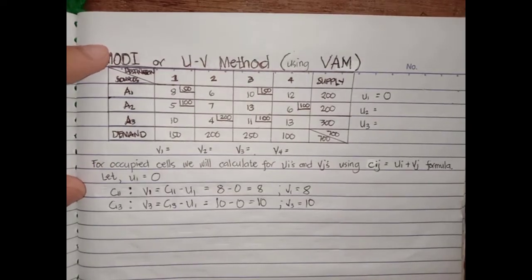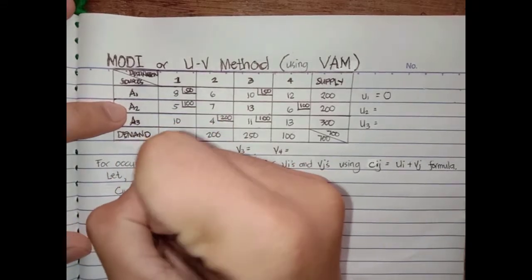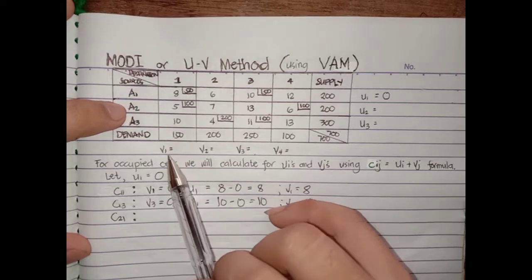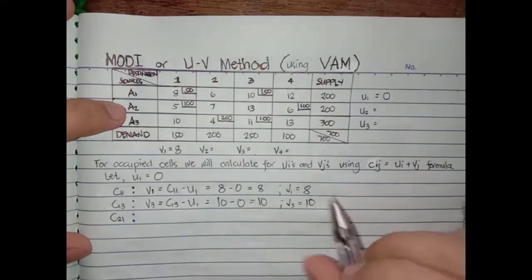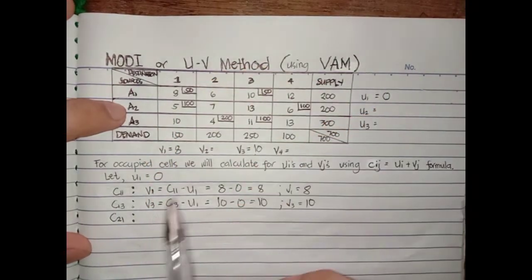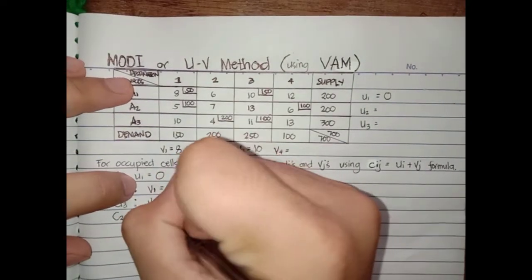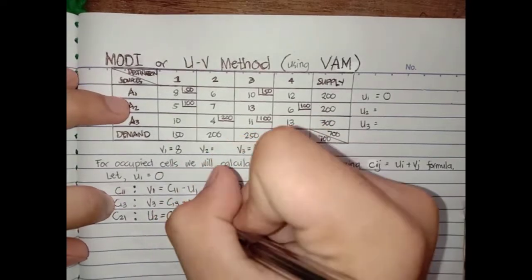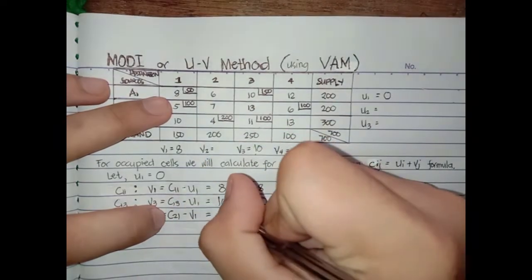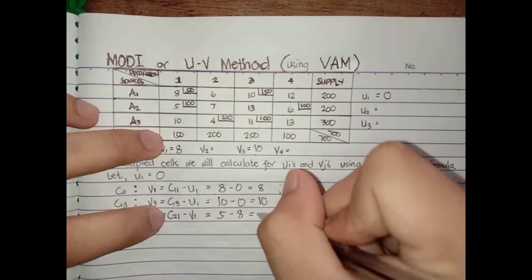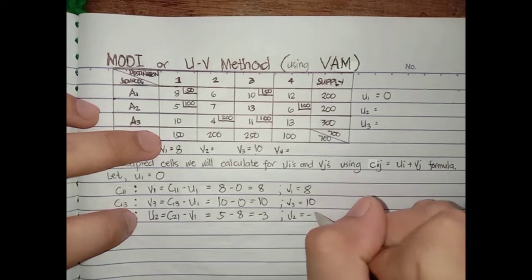Our next occupied cell is in row 2, column 1, so C21. Since we have V1 already, we will put V1 here as 8 and our V3 as 10. Sorry for that. Okay, since we have the value of V1, we will find the value of our U2. So U2 is equal to C21 minus V1. Our value of C21 is 5 minus 8, so it's equal to negative 3. So our U2 is equal to negative 3.